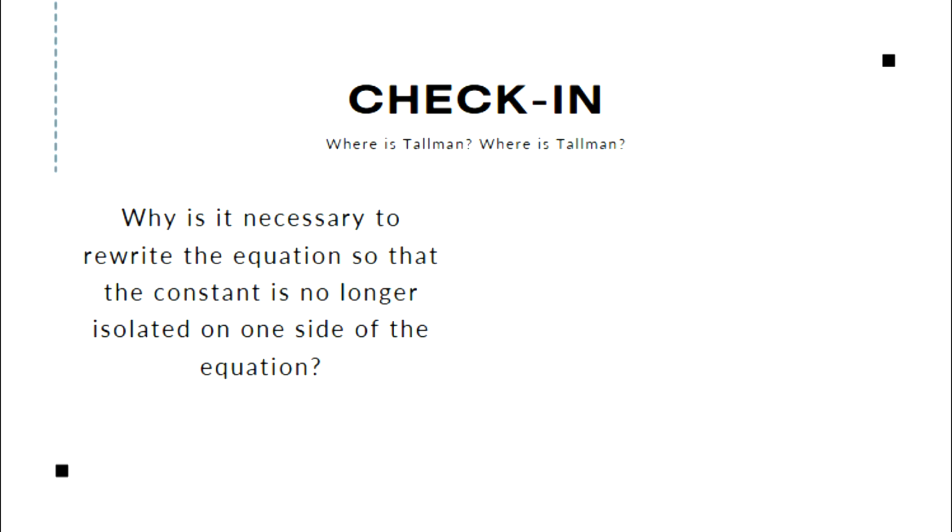Why is it necessary to rewrite the equation so that the constant is no longer isolated on one side of the equation?